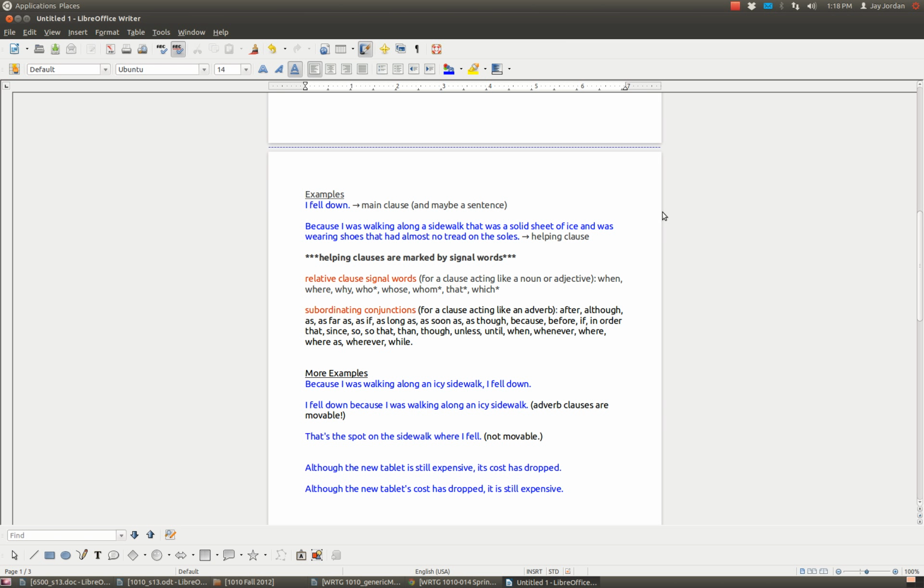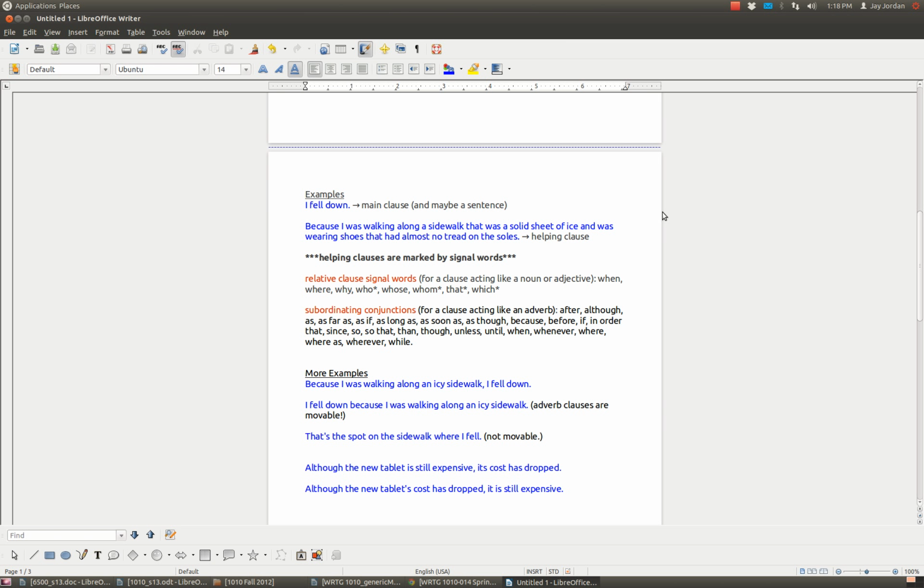And helping clauses can go on for a long time. You want to be careful about that, because especially if you use a helping clause at the beginning of a sentence and it's really long, it can take a reader a long time to get to the point of the sentence, which is in the main clause. So if you delay the main clause at the end of a really long helping clause, it can kind of annoy your readers.